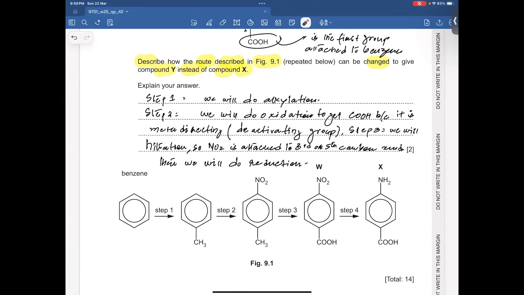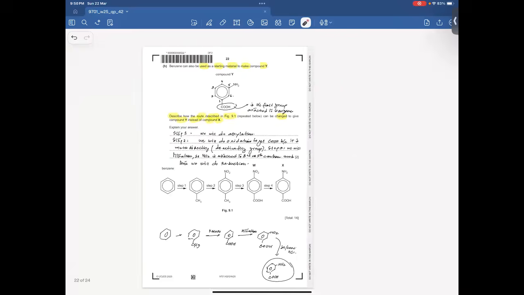orientation of benzene. Thank you guys. That's the end of this paper.